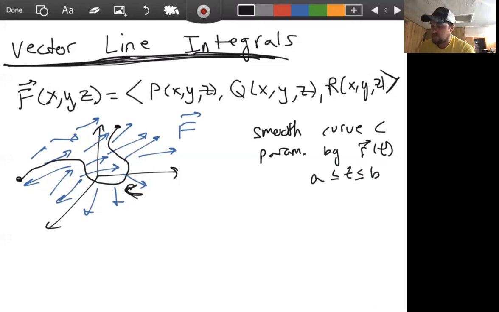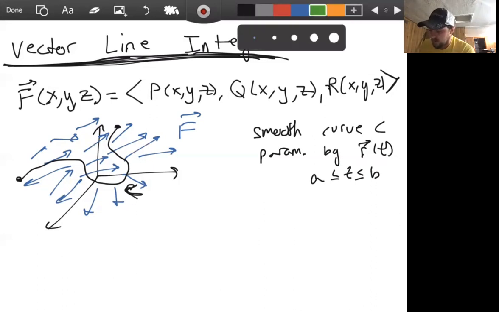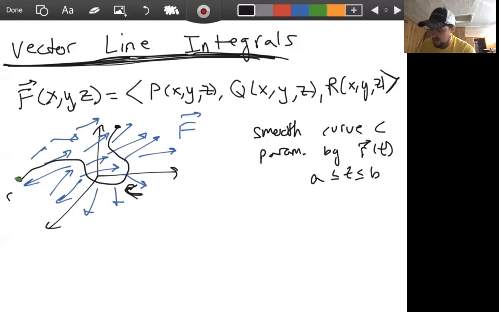And so to get an idea of what a vector line integral is doing or what it's computing, let's think about work. So let's imagine this green dot here starting at r of a. Let's imagine this is some particle that wants to travel all the way to the other end of this curve, so r of b. And if it's in some vector field, you can think of this as force. Imagine this is like a force, or maybe a magnetic field or something, or a gravitational force field.